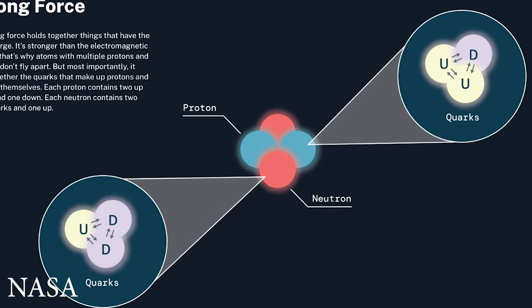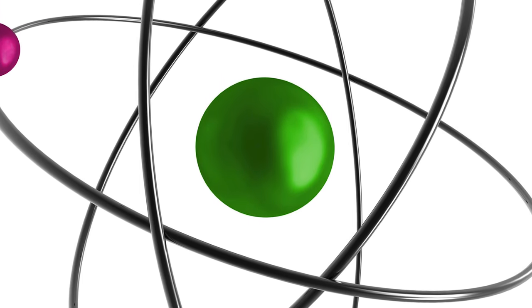Starting from the strongest force, we have the strong force. And this is the force that keeps things of the same charge together, such as the positive protons inside the nucleus of an atom. Despite its name, it doesn't have too much reach. Its range is only about the size of the nucleus of an atom.